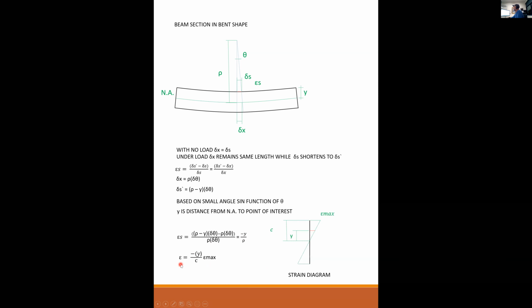And so we can say that the strain at any point is equal to minus y over c times the maximum strain. So this basically is just saying that by similar triangles, if the maximum strain is at the furthest extent at a distance c, then the strain anywhere else can be found by the proportions.